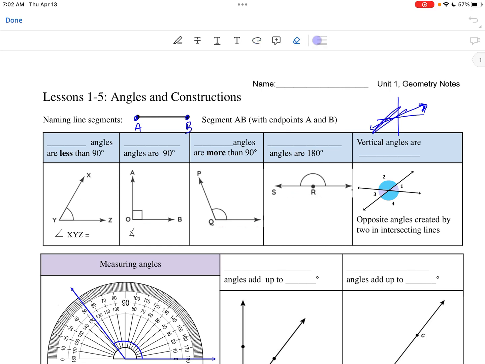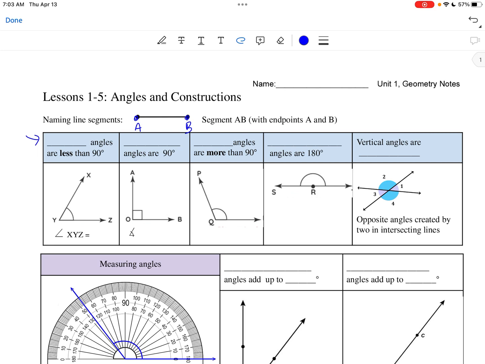Okay, so the next thing we're reviewing is something you may have learned in 7th grade math, the different categories of angles. So pause the video and see if you can fill out as many of these as possible, what these names of angles are. And then turning back on the video, I'll put the answers here.